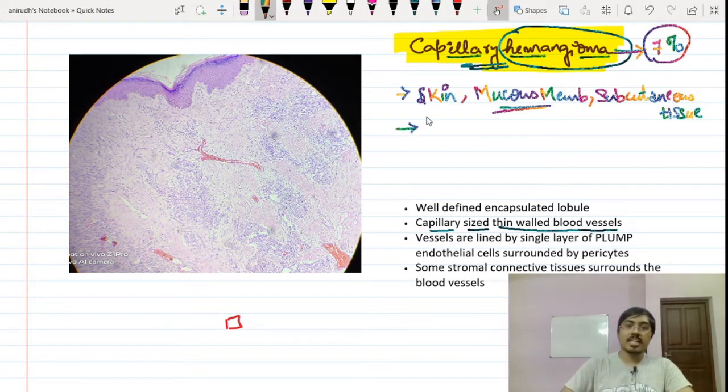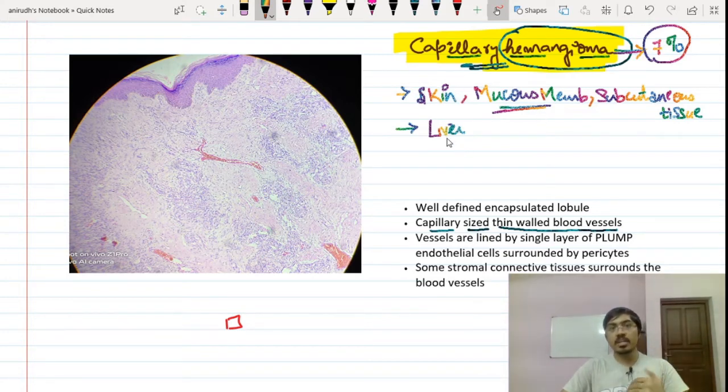Now again, it can also occur inside the internal organs of the body. Very commonly, if they are asking you which is the most common site of hemangioma inside the body, in the visceral organs, you will say liver. Liver is the most common site. Overall, the most common site will be skin, mucous membrane, subcutaneous tissue, here somewhere.